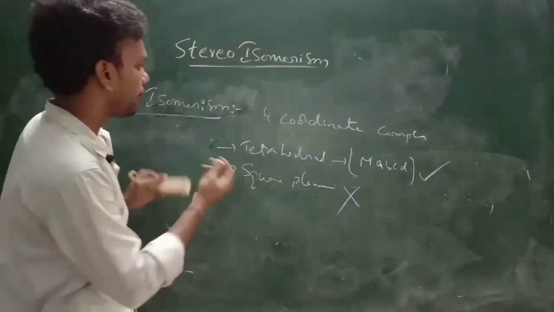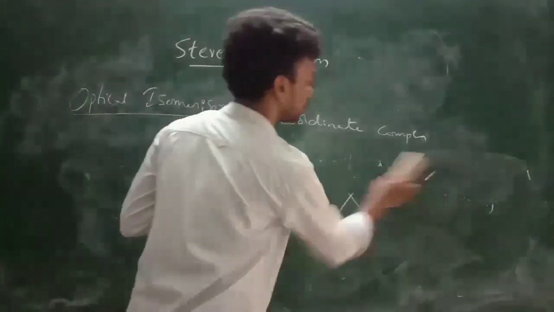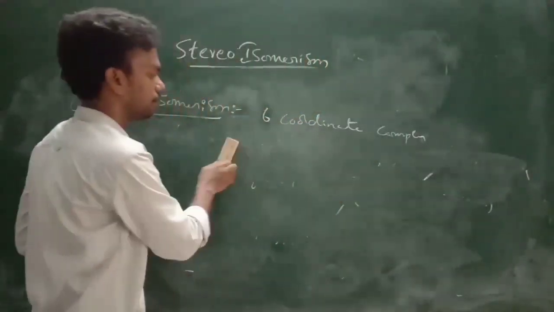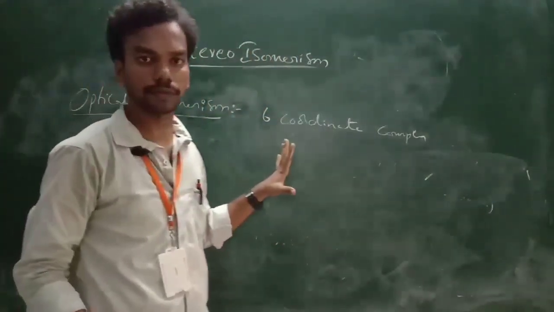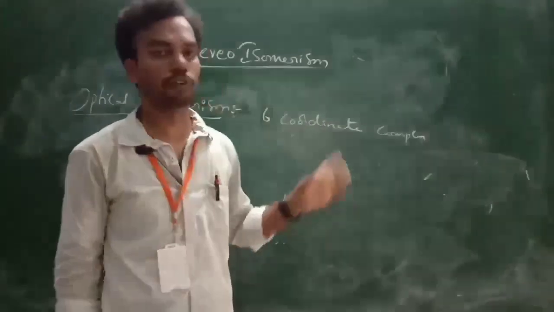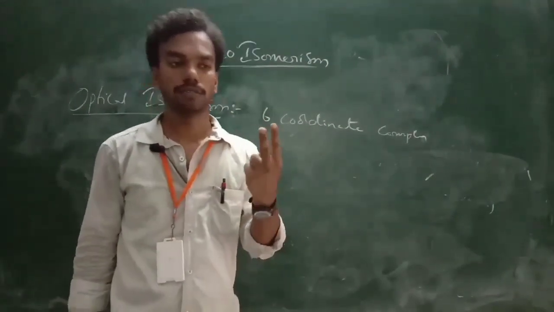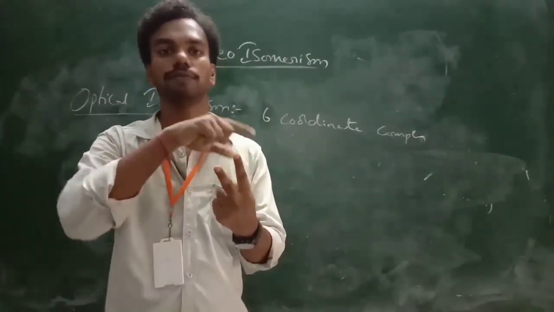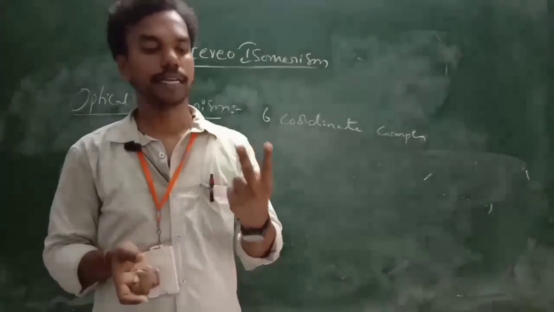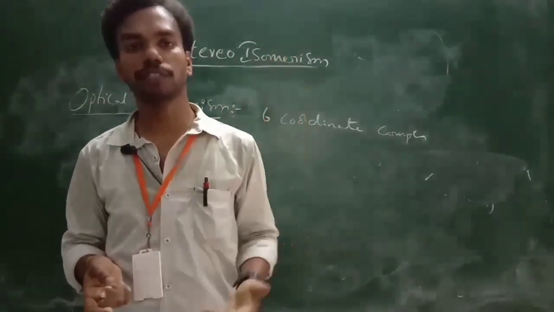Next, optical isomerism in six coordinate complexes. Clear? So, optical isomerism in four coordinate complexes: tetrahedral and square planar. Optical isomerism is shown by tetrahedral complexes having four different ligands. Square planar complexes do not show any optical isomerism, because we have a plane of symmetry.